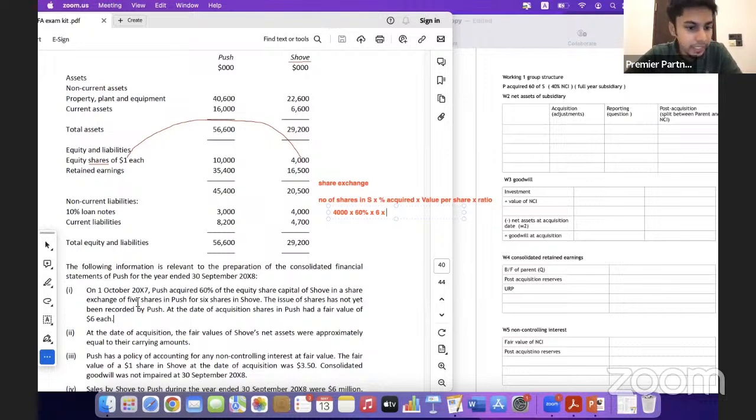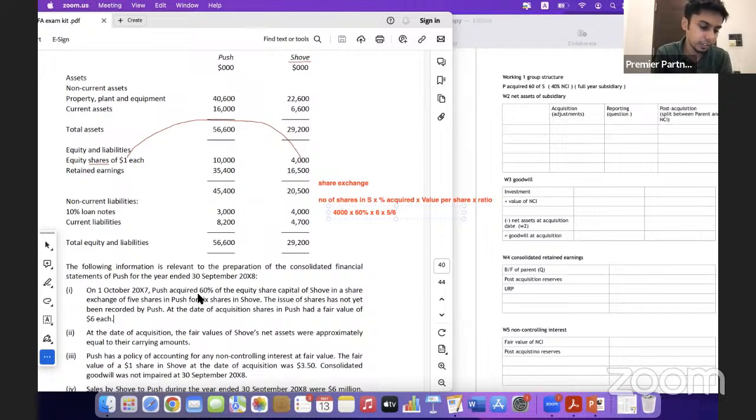What does that mean? Parent will give 5 shares in his company provided you have 6 shares in subsidiary. Once again, parent will give 5 shares for every 6 shares in subsidiary. That means, guys, 5 over 6. In exchange for 5 shares, so multiply by 5, for 6 shares, so divide by 6. Multiply by 5 and divide by 6.